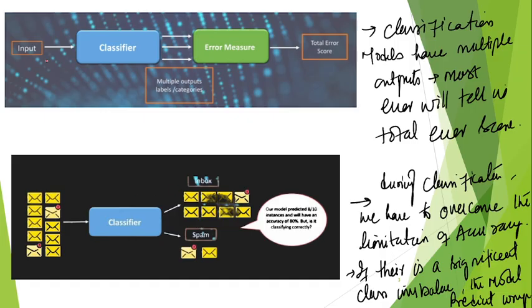So we have got an input, we have a classifier, and multiple output labels or categories are given. Then there is an error measure. What is the error measure? The classifier model has multiple outputs, and the error measure will tell us the total error. If we have more error, that is 80%, then our accuracy is not good. If it is 92%, we say our accuracy is very good. Let's feed it to the model.